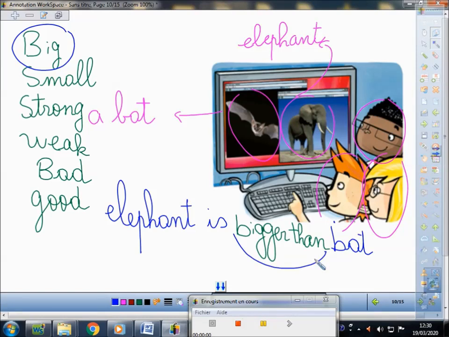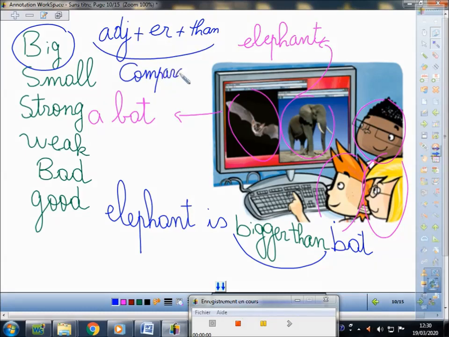Okay, in some adjectives, this is the rule. What are you going to remember? What are you going to grasp from the lesson? The adjective plus er gives us what we call the comparative adjectives. The comparative form, okay? Is it clear? This is the comparative form.